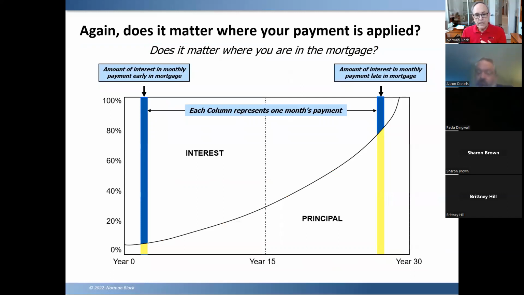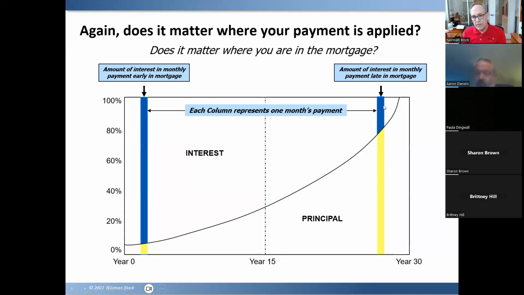Now, if you were to make this same payment every month, the next question I want to pose is, does it matter where you are in the mortgage? Does it matter if you're at the front of the mortgage or the back of the mortgage? Well, let's take a look. Let's say this first blue line represents payment number 10, maybe. That blue line represents how much of the $1,342 is interest, and the yellow represents how much is principal.